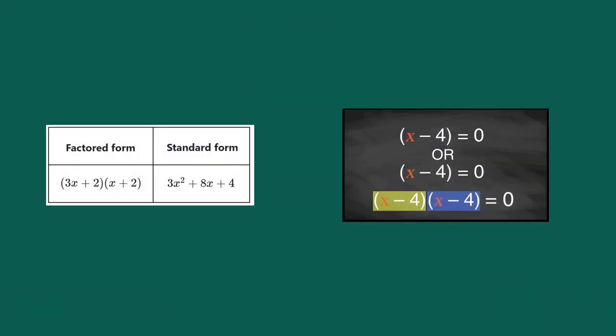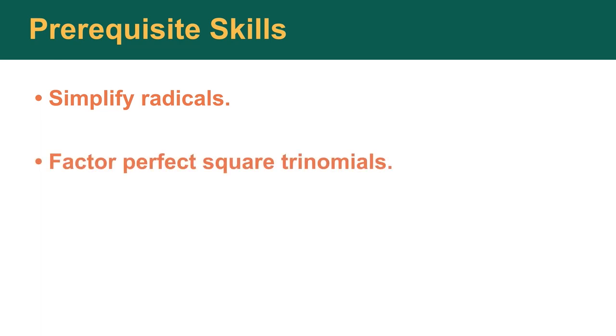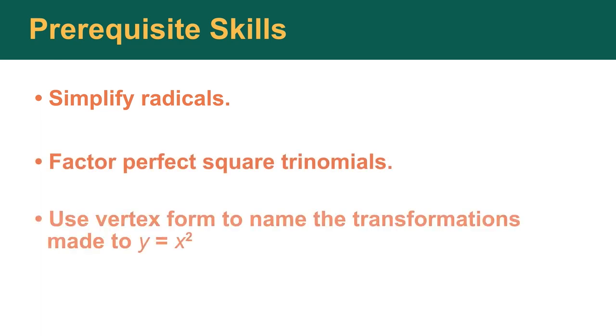In the previous unit, students learned to convert fluently between different forms of quadratic functions and to solve quadratic equations using their factored form. Prior to engaging in Unit 9, students will need to be able to simplify radicals, factor perfect square trinomials, and use the vertex form to name the transformations of y equals x squared.